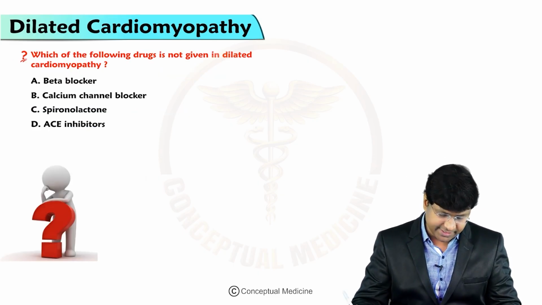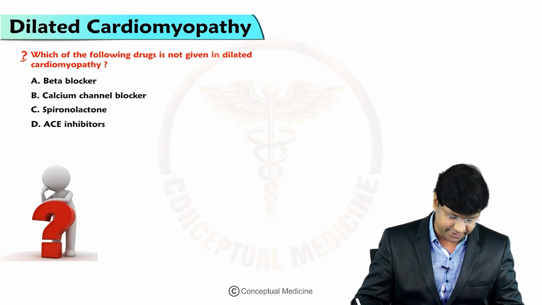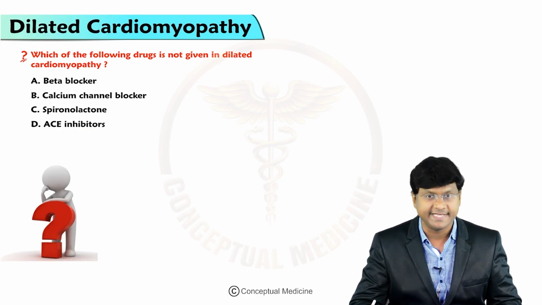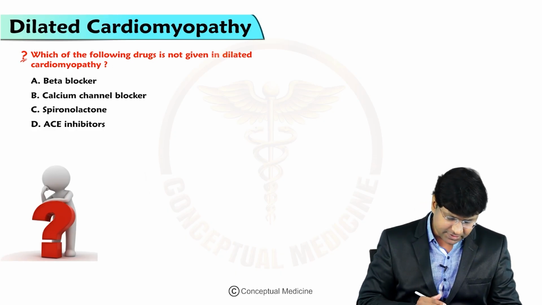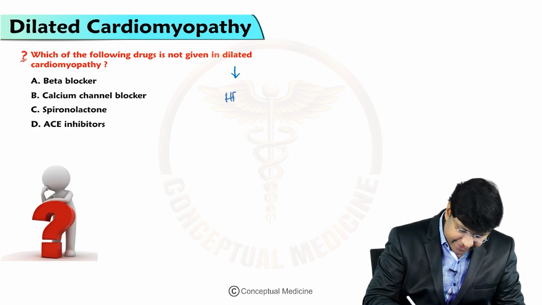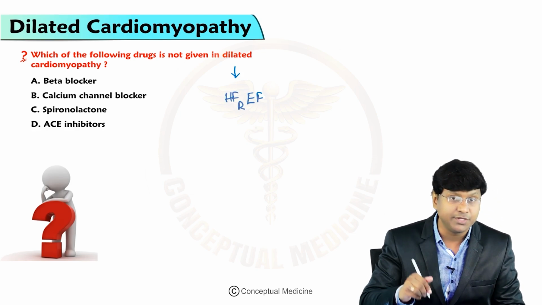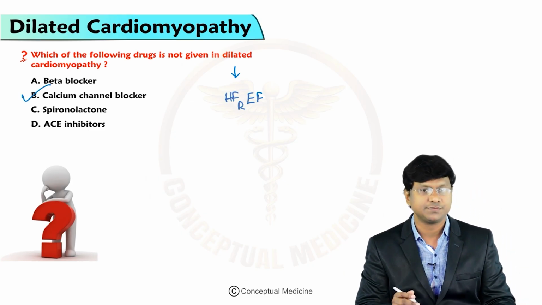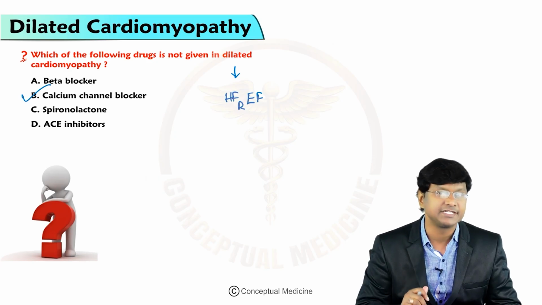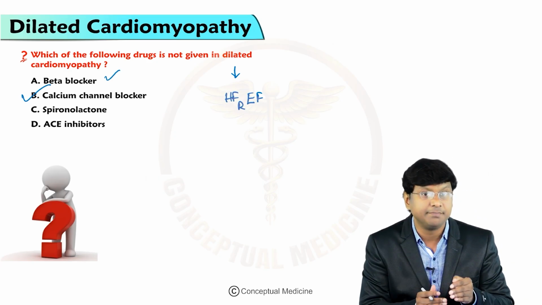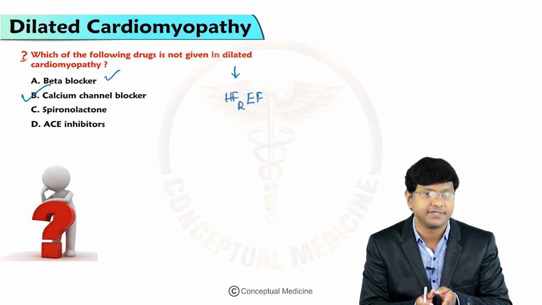Which of the following drugs is not given in dilated cardiomyopathy? Beta blockers, calcium channel blockers, spironolactone, ACE inhibitors. So please remember, in patients with dilated cardiomyopathy, it is heart failure with reduced ejection fraction. And in individuals with reduced ejection fraction, you should not give calcium channel blockers. In fact, you take the beta blockers. Beta blockers are the first line drugs.